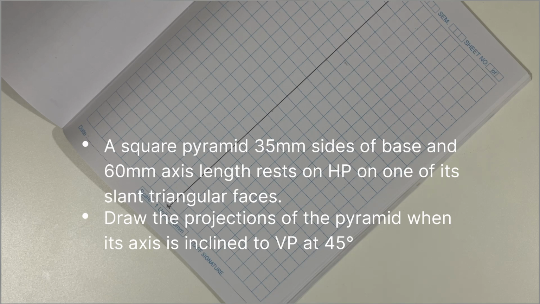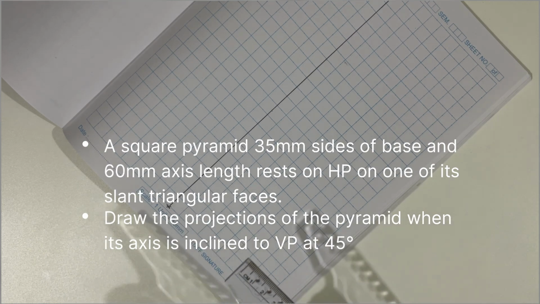So the condition goes like this. We have a square pyramid of 35 mm sides of base and 60 mm axis length resting on HP on one of its slant triangular faces. Draw the projections of the pyramid when the axis is inclined to VP at 45 degrees. So now we'll see how to begin with the drafting.